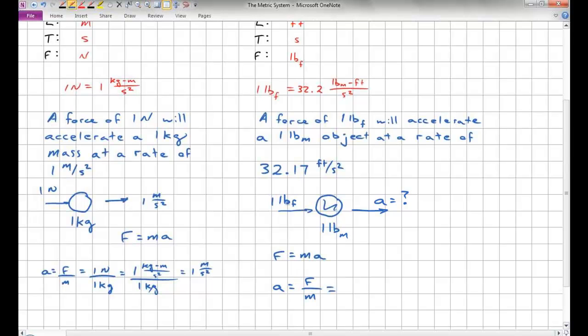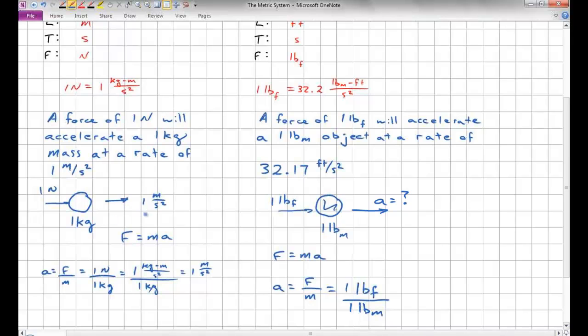And we say, all right, so we've got a force of 1 pound force divided by a mass. We're going to use our base units of pound mass. And you look at this thing and you say, I don't know, I've got dimension that I've got pounds over pounds. What do we do with this?